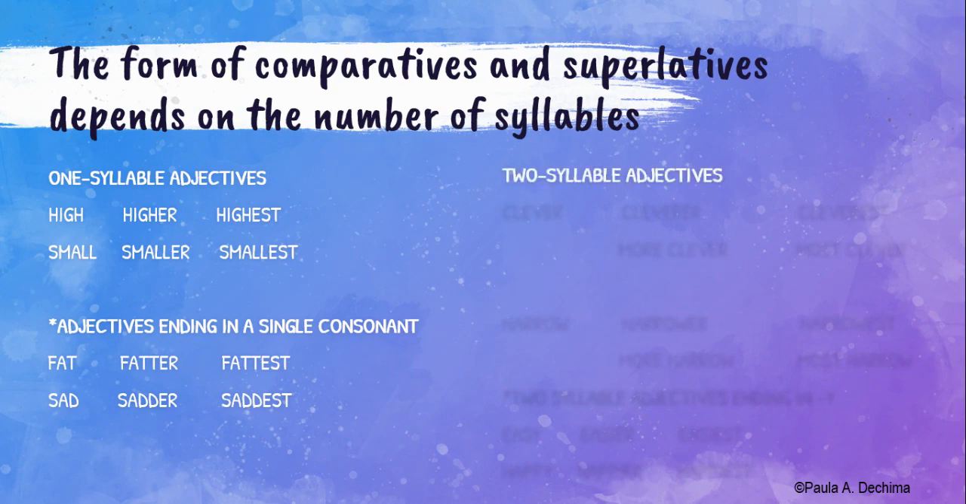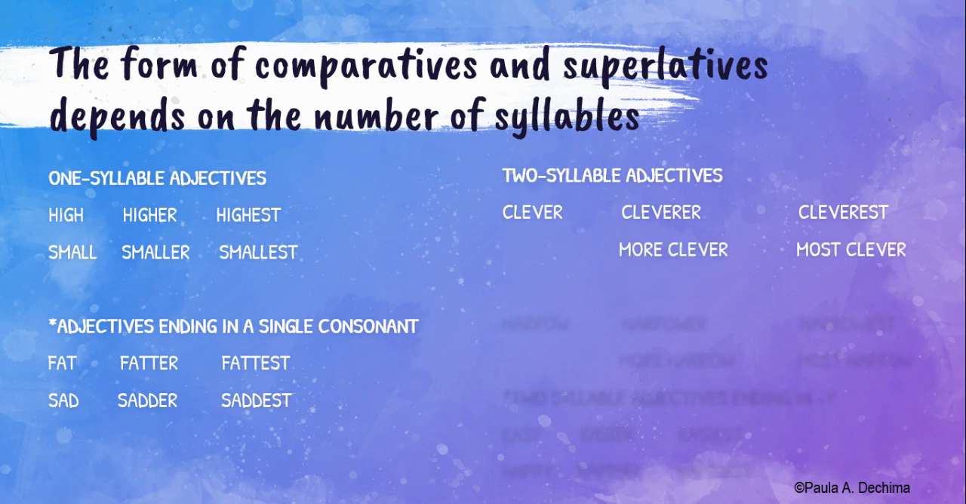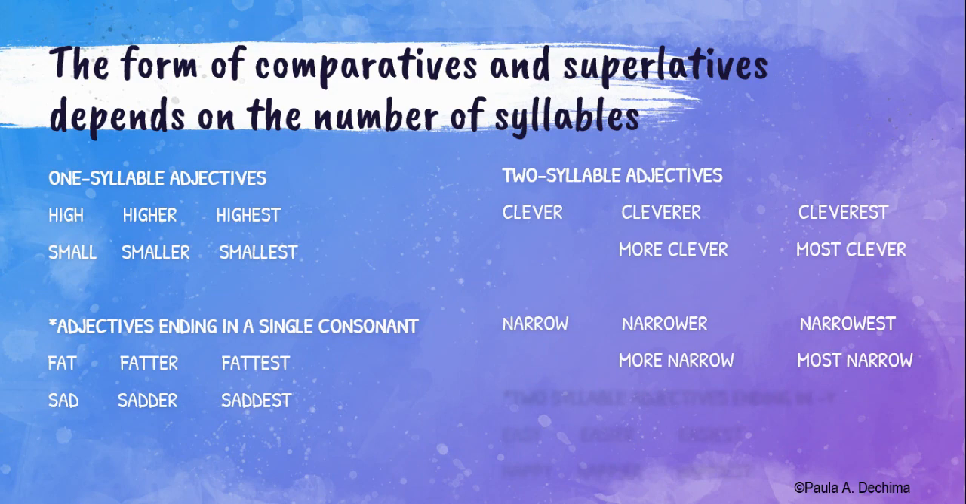When it comes to two-syllable adjectives, we have two options. To add -er or -est: clever, cleverer, or cleverest. Or we can add more or most without changing the adjective form. So, clever, more clever, or most clever. Narrow can be narrower, narrowest, or more narrow, or most narrow. This choice will depend on which form is the most used.